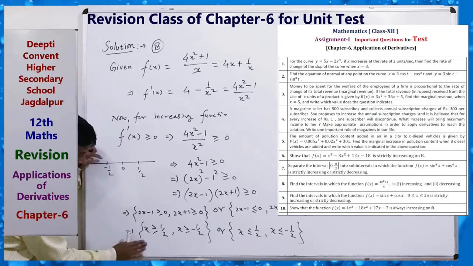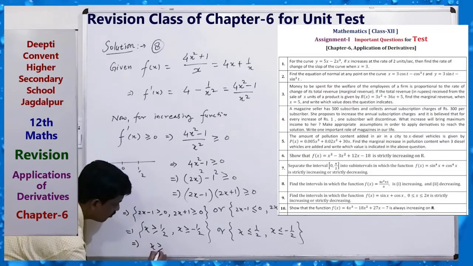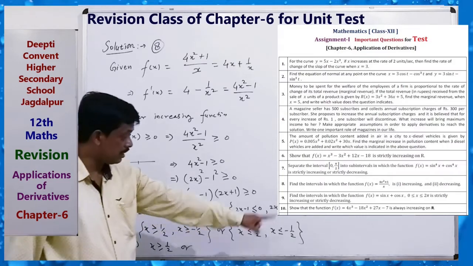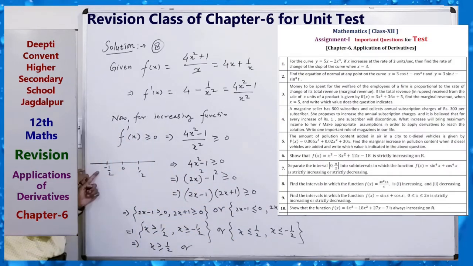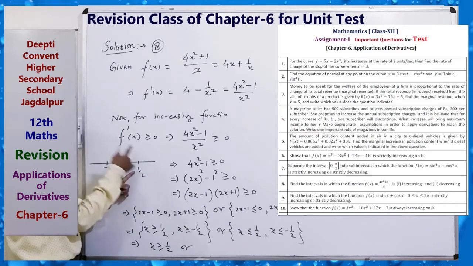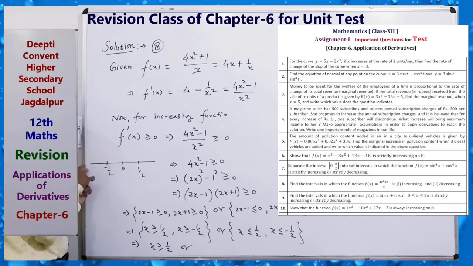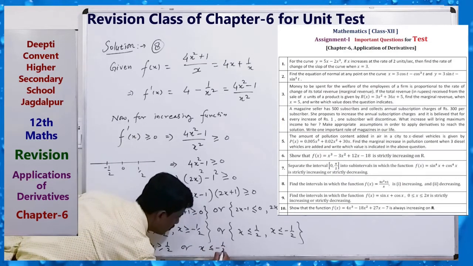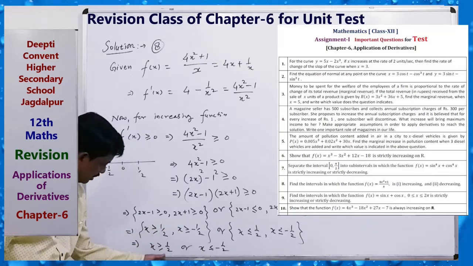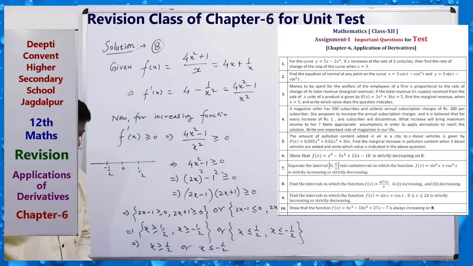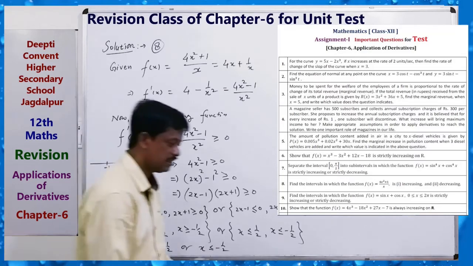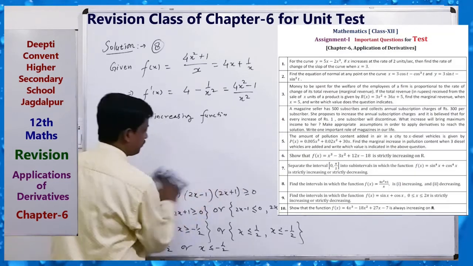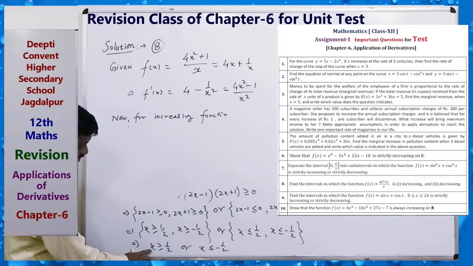So we can take here x greater than or equal to half. And for the other case, x less than or equal to half and x less than or equal to minus half: if we take x less than or equal to minus half, then we get both. So x is less than or equal to minus half. This can be written as, for increasing, we get the interval x greater than or equal to half.